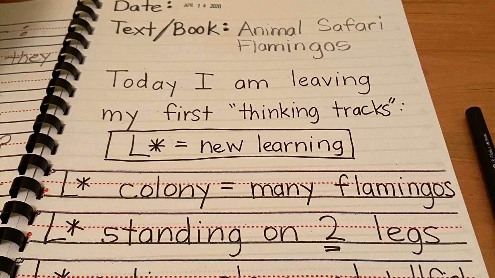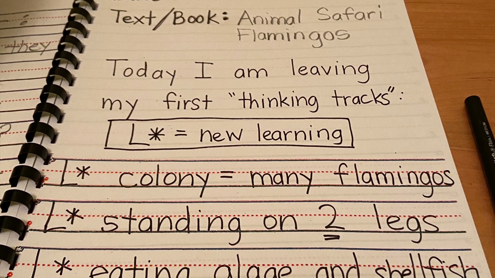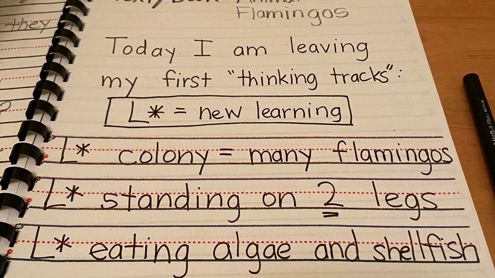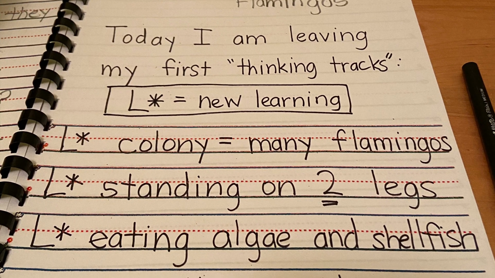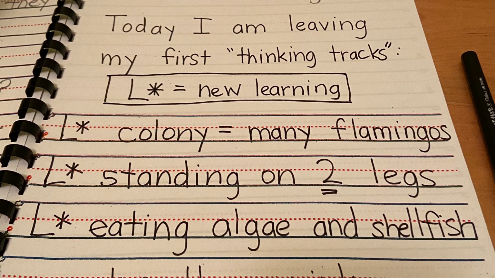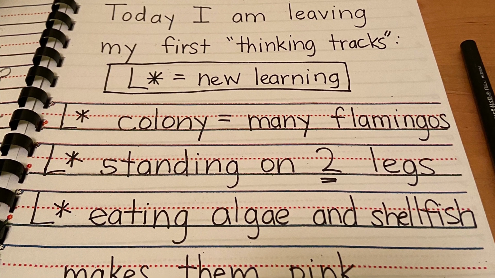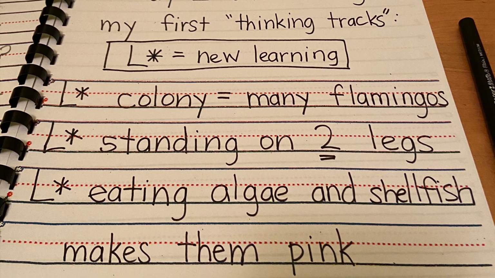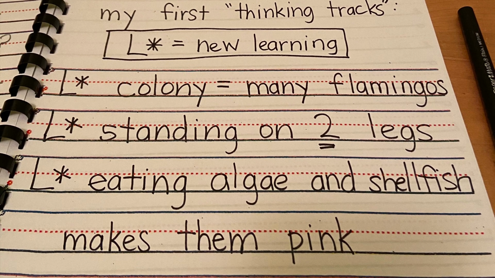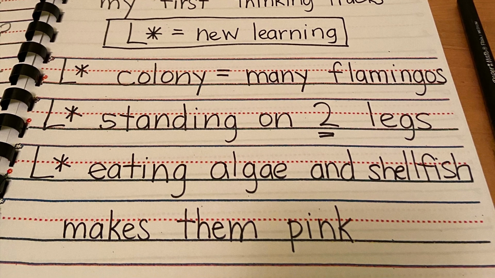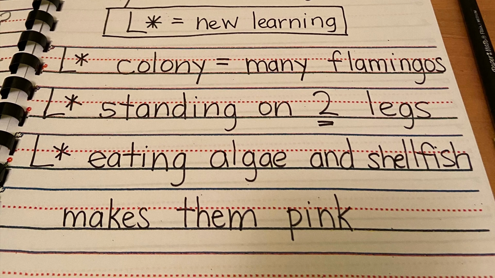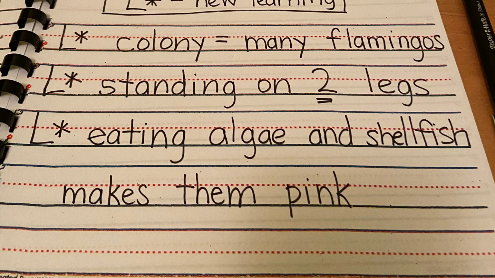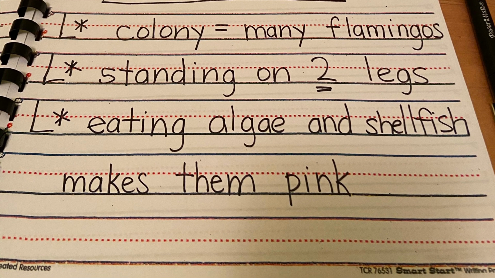So now it's your turn. Take out your animal research notebook. Look on your reading group page to find out which text you will be using to record your first thinking tracks. Pay really close attention to new learning that is happening. That might be adding on to something you already knew or changing something you thought you knew. And get ready to share your thinking tracks with your reading group on Flipgrid.